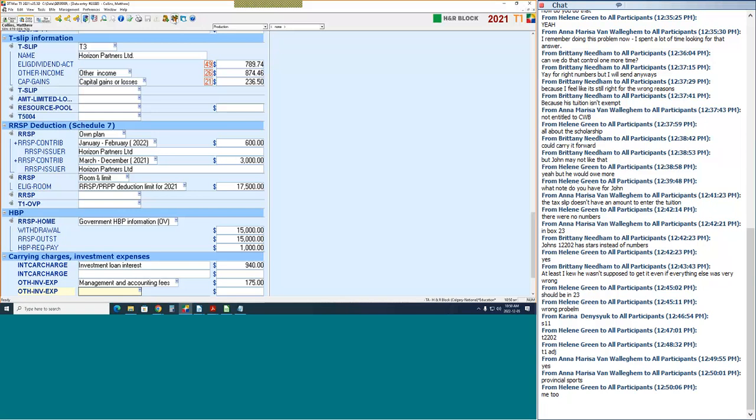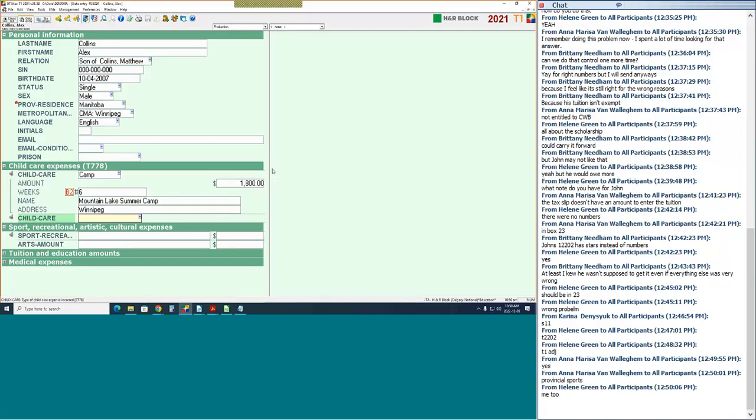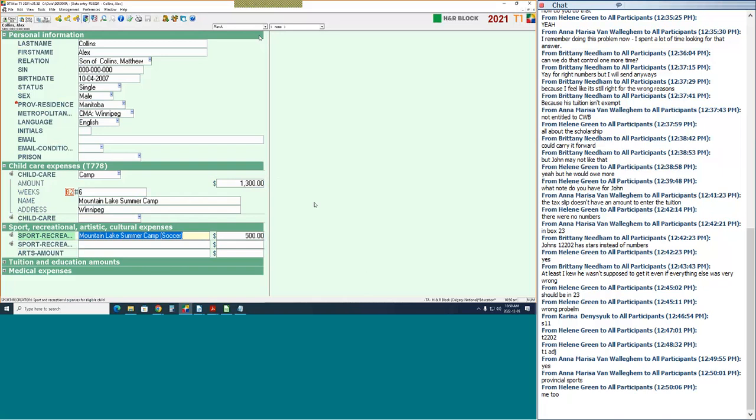And if you did that, the data entry, you have to be careful not to double claim things. If you did it the regular way, it's just $1,800. If you got the better answer, you're going to take $500 off the camp after you've checked to make sure that you're getting the maximum child care first, and then you can claim the $500 as a fitness amount.